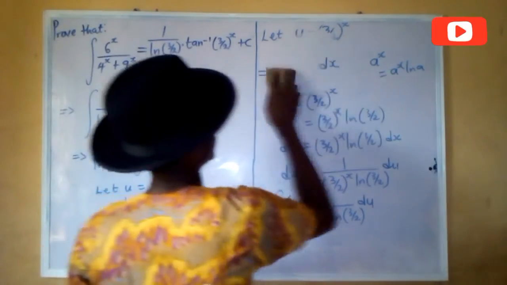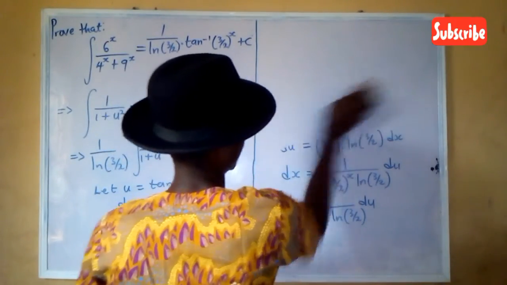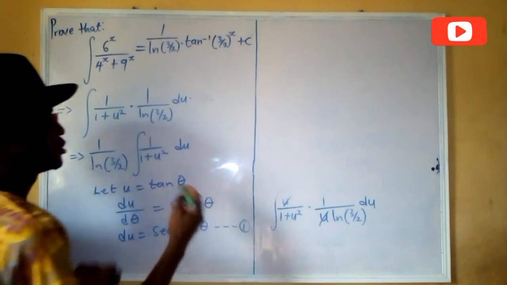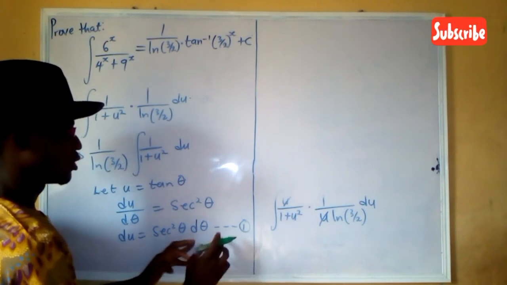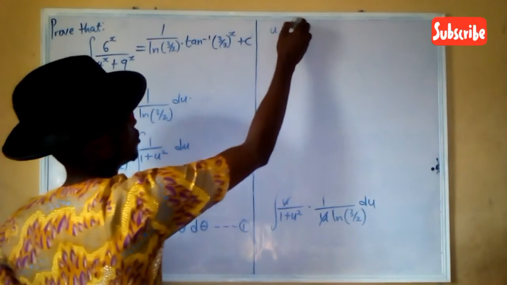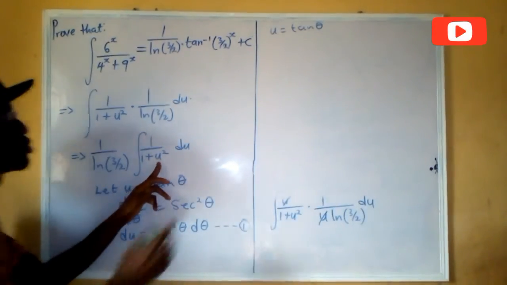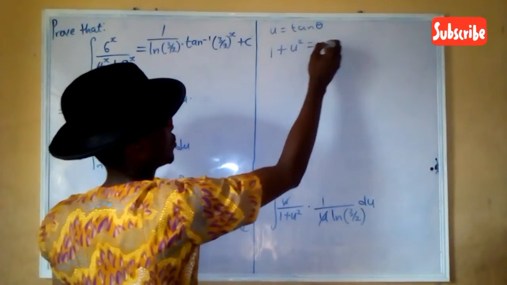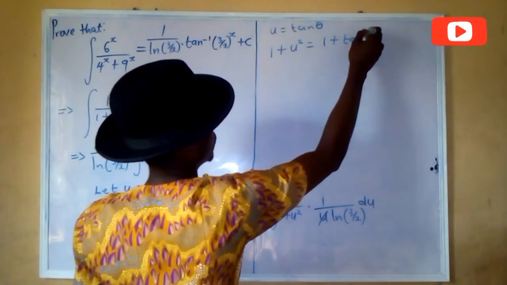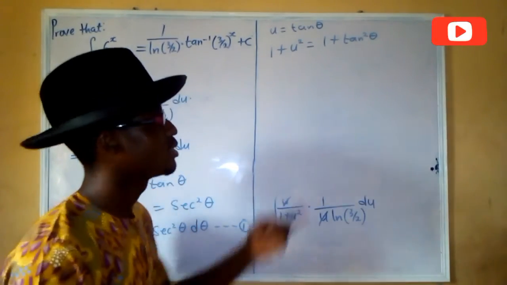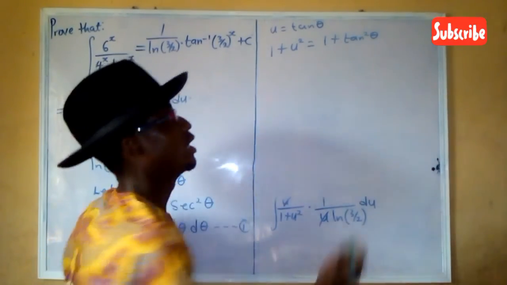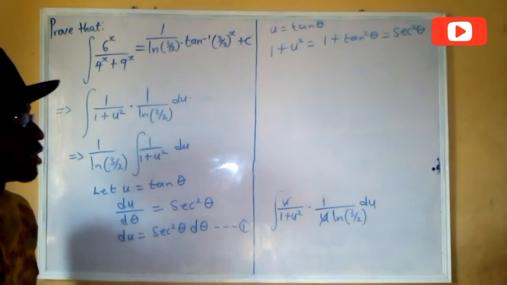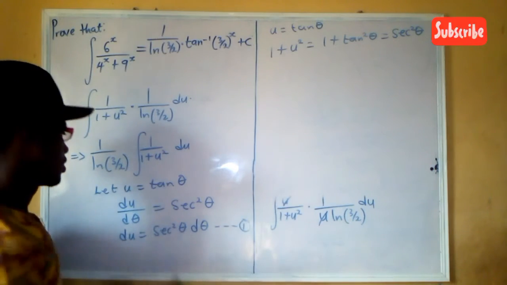Now du becomes this, and don't forget that u equals tan theta as we have said. So 1 plus u squared will be equal to 1 plus tan squared theta. And from trigonometric identity, we can infer that 1 plus tan squared theta is the same thing as sec squared theta. I think you get it right?